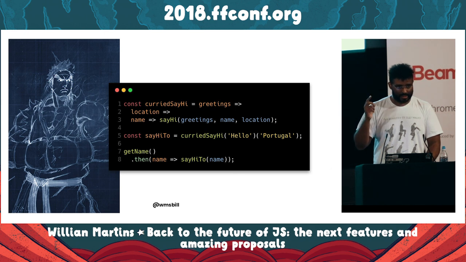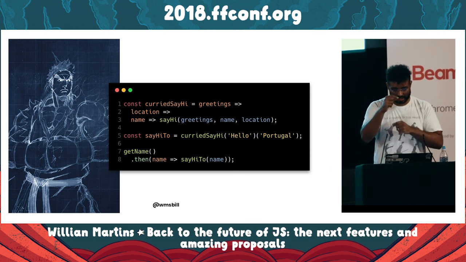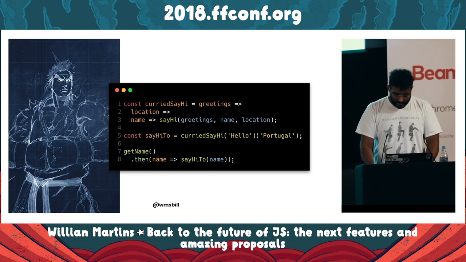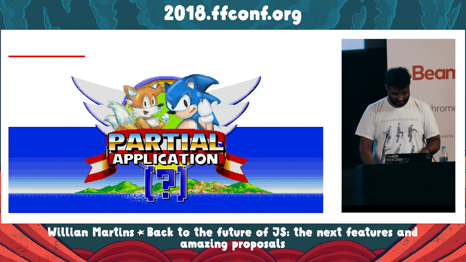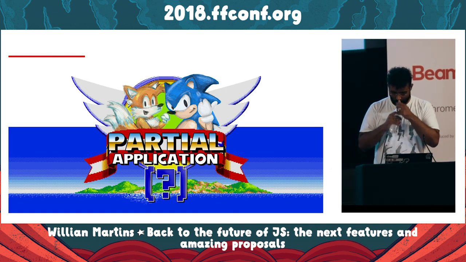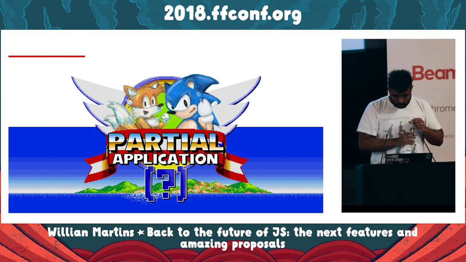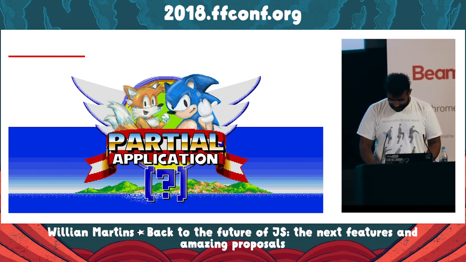Still, it looks a little verbose, because if I want to change the order, I need to create another function that returns these parameters in a different order. And we can use arrow functions as well. So as you can see, there are a lot of ways to achieve partial application in JavaScript, but none of them in a standardized way. So that said, I want to present you the last proposal of this talk. Partial application.